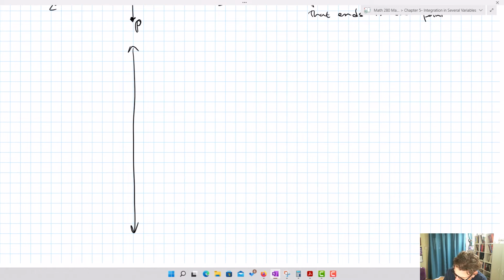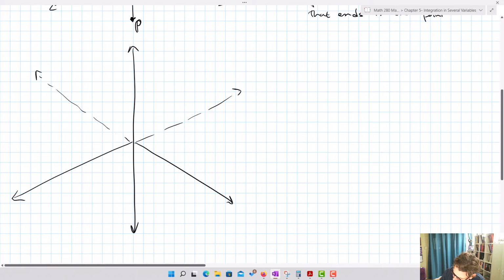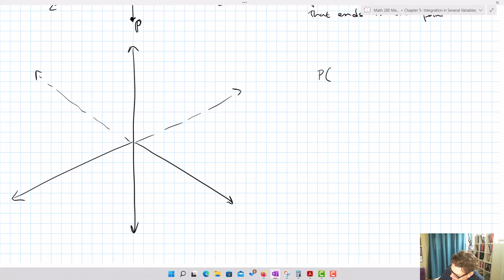Now let's actually draw in some points to show what we mean, so you can get a sense of how this works. Let's imagine that we have the point rho theta phi. Let's have rho be 3, theta be pi over 3, and phi be pi over 4.